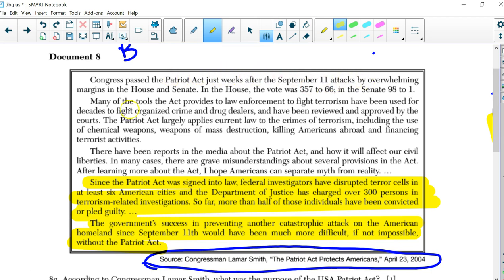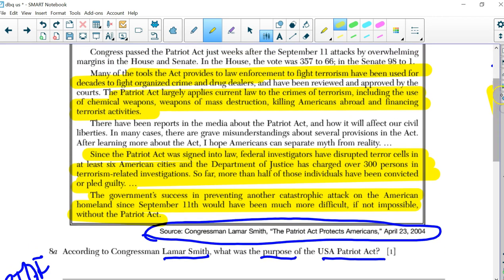Congress passed it. It gives the numbers. Many tools of the Act provide law enforcement to fight terrorism, have been used for decades to fight organized crime. It's written very strangely. It has been reviewed and approved. Patriot Act largely. How about this right here? There we go. Sometimes it's not as easy to pull it out, but here it's okay. It's not too bad. Okay? All right. So our answer for number 1 is right there.